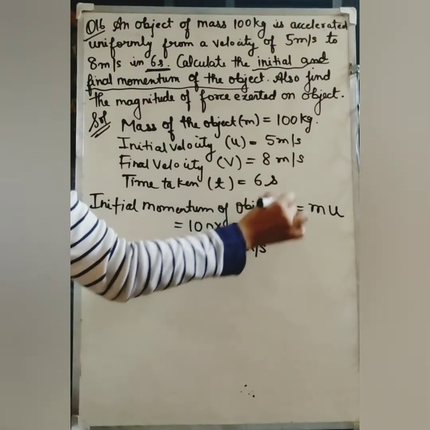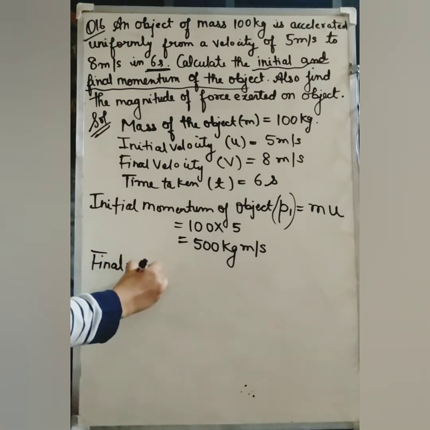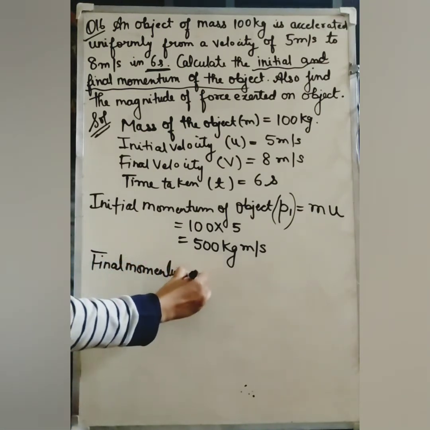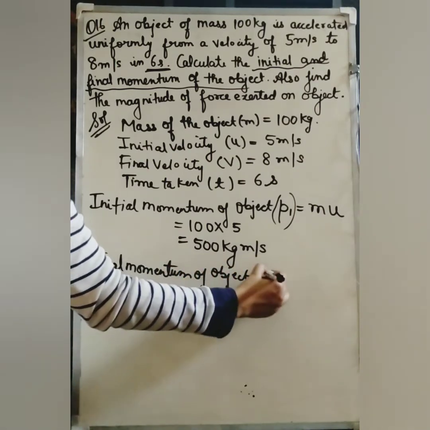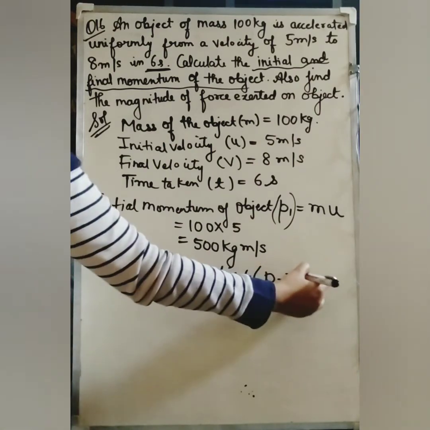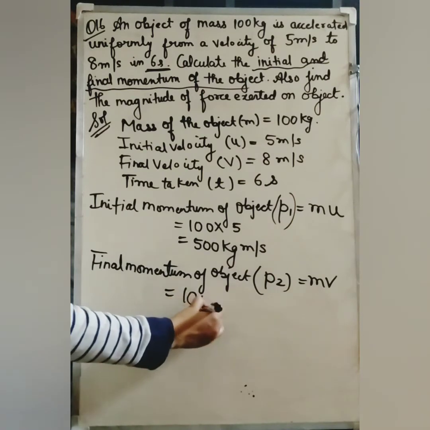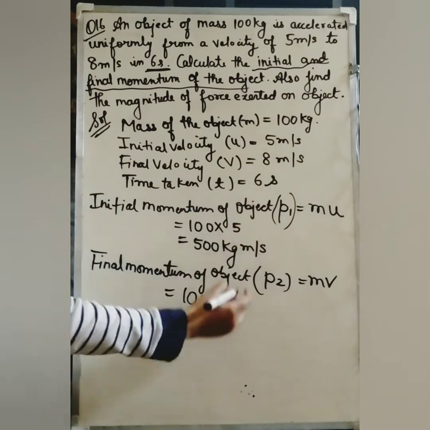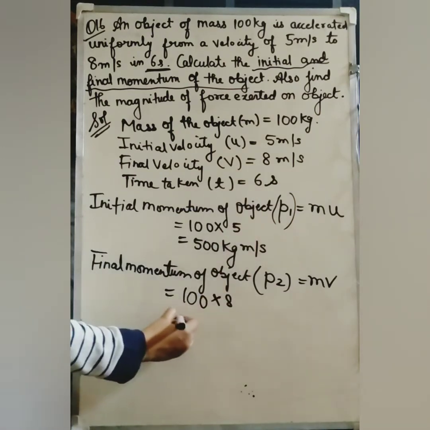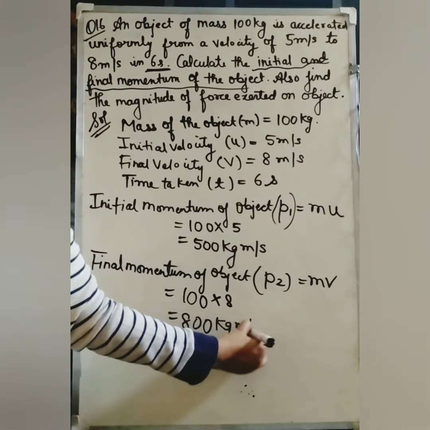Now students, we have to find out the final momentum of the object. So final momentum of the object, let's suppose it is represented by P2, that will be equal to mass into final velocity. Mass will remain same and velocity, that is the final velocity, is how much? It's 8. So it will be 800 kg meter per second.